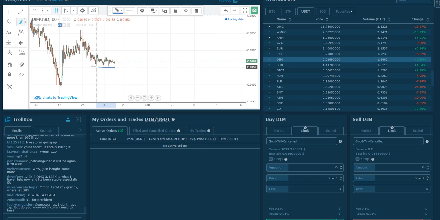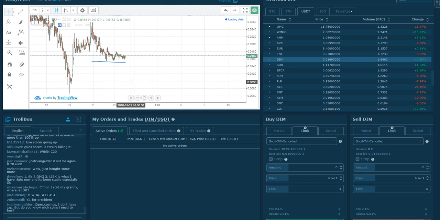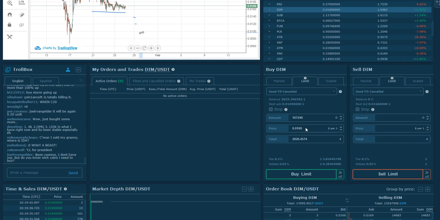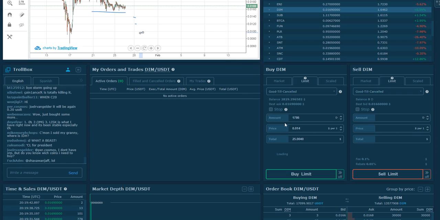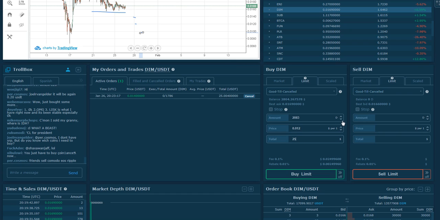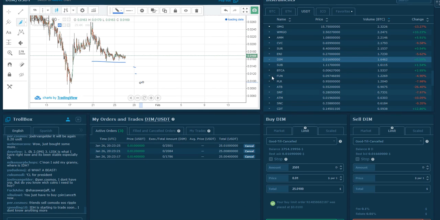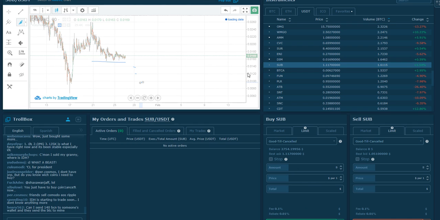Dim. So we can buy Dim at 14, 12, 10. It's kind of basing out here. Yeah, whatever. 25. What's the risk of 25 bucks? 12, 10. Easy trades, right? See, I'm just trying to play these little bases, not going too crazy on the buys.